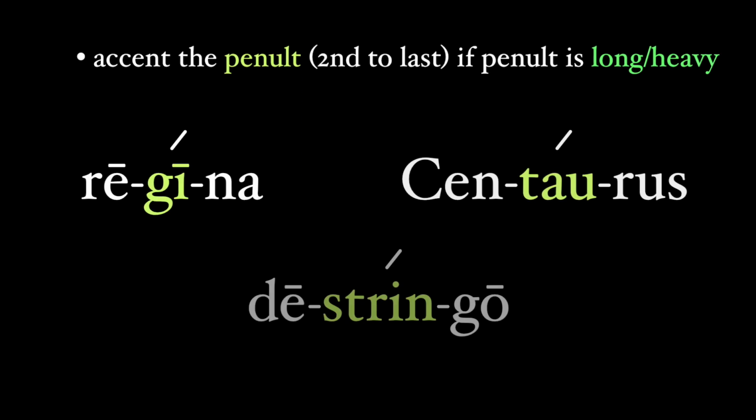For these words, the accent falls on the penult because that is a long syllable. Regina, because the penult has a long vowel. Centaurus, because the penult has a diphthong. And destringo, because the penult, here the syllable with the I, is closed. The I itself is short, but it's followed by 2 consonants.